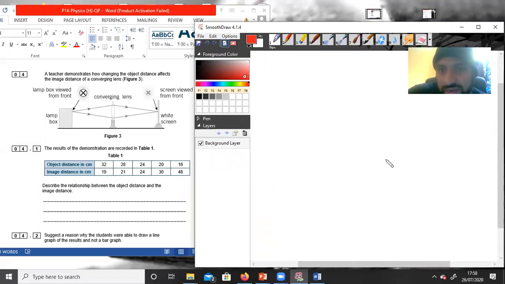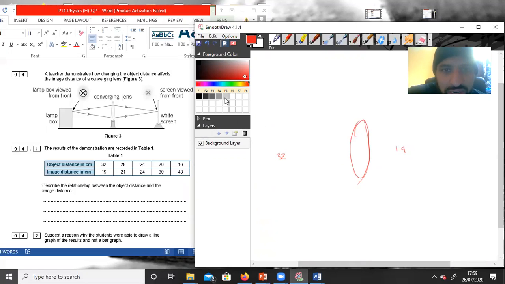So let's say I've got my lens here. Okay, just going to draw a rough lens, and I've got my object, and I'm moving it closer and closer. When my object is at 32 centimeters, as you can see here on the box in the exam question, then my image is at 19. So 32 gives me 19.